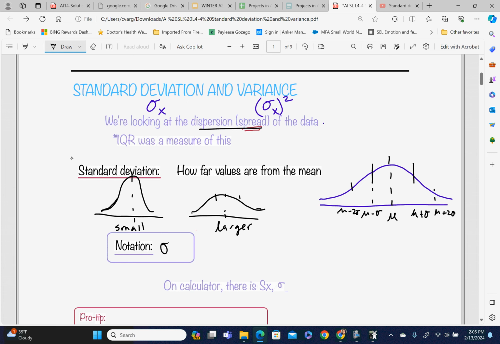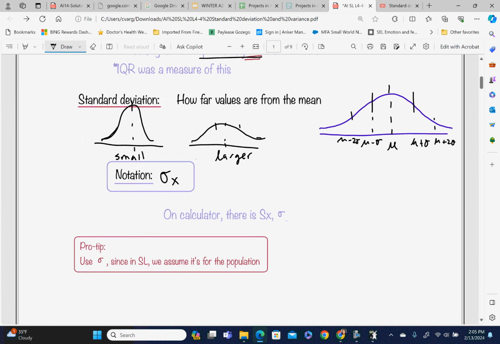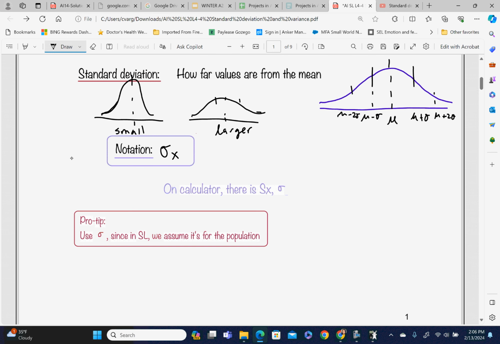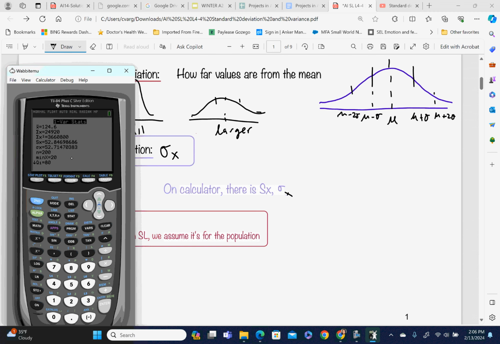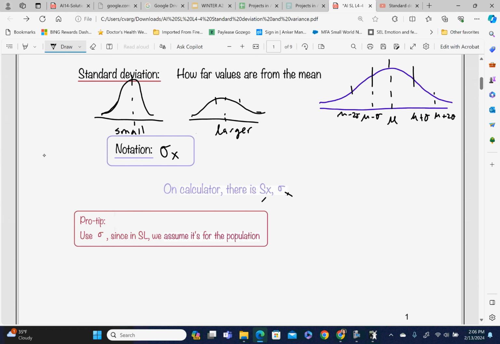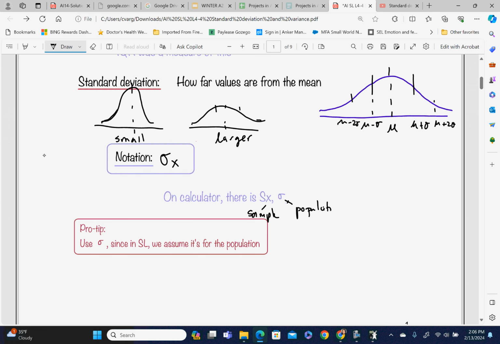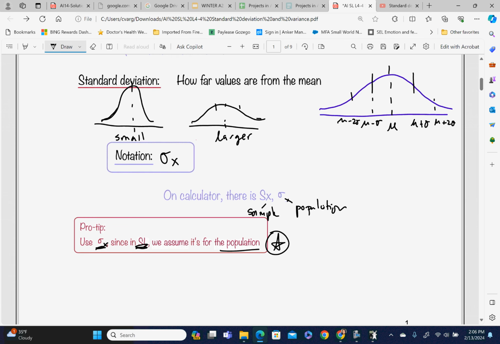The notation again is sigma x. And in the calculator, we talked about this, right? If you look at the calculator, we do have an sx and we have a sigma x. This stands for sample and this stands for population. And this is a pro tip for SL. All right, we're only going to use this sigma x, okay? We're only going to use that notation. We can assume that it's for the population, so definitely star that note, all right?